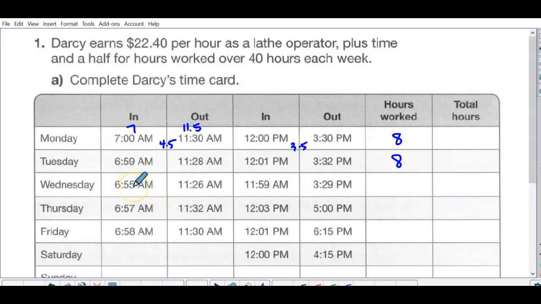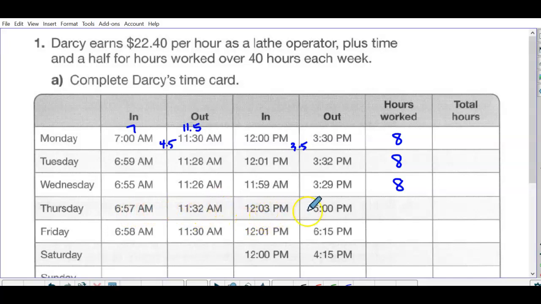This is 5 minutes before 7, and then she leaves 4 minutes before 11:30. So a little 1 minute more than she needed to work. And then here, exactly 3.5. Again, round to 8. Okay, they're not going to pay you for that minute extra that she worked. 3 minutes early, 2 minutes more, so that's 5 minutes more she worked.